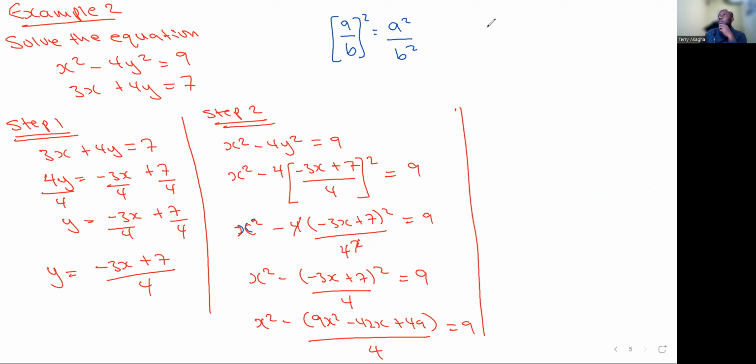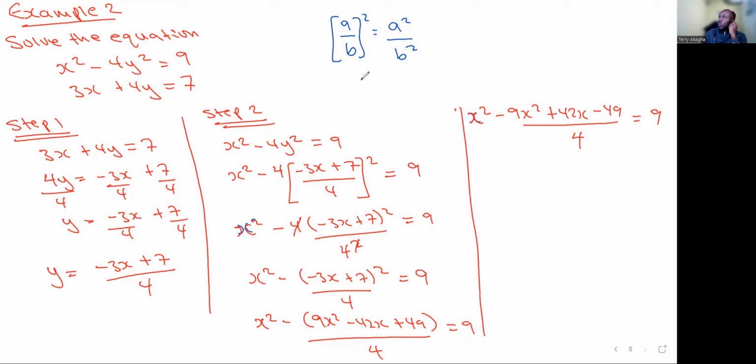So remember I told you the concept that when you have a negative sign, you can open the bracket. So it's going to give us x squared minus 9x squared plus 42x, then minus 49. All these are divided by 4 is equal to 9.